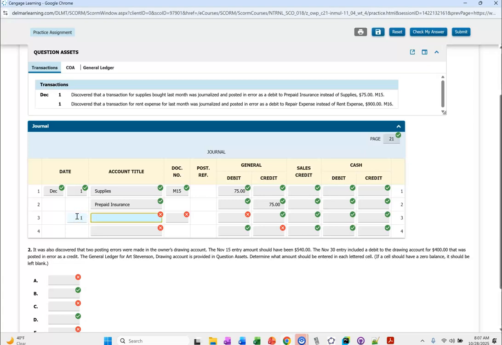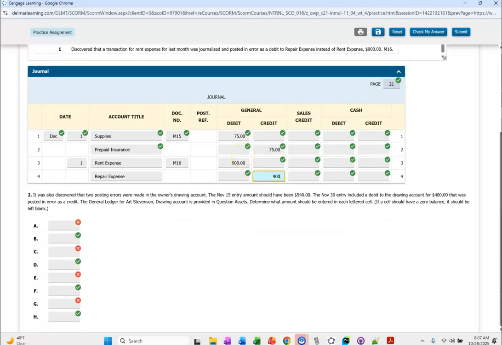And then it says we discovered a rent expense was posted in error as a debit to repair expense. So again, the first thing I'm going to do is the debit half. So that was memorandum 16 to rent expense. That was $900. And then repair expense should be credited $900.